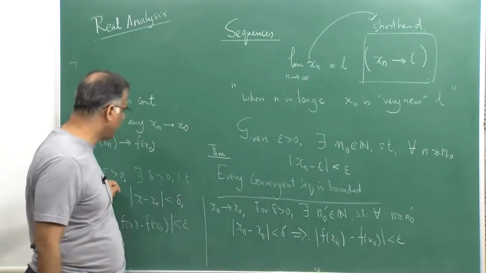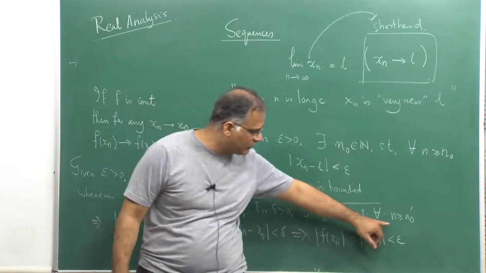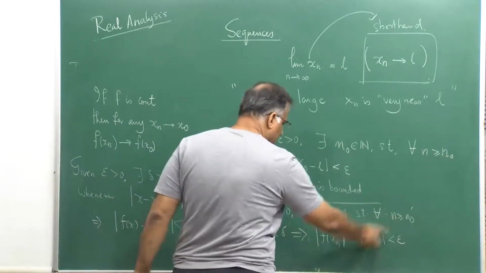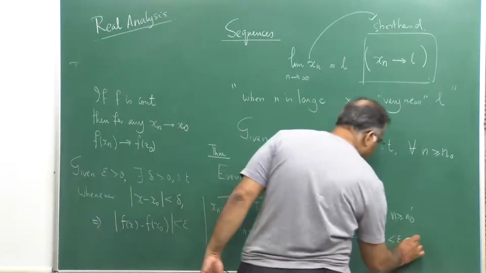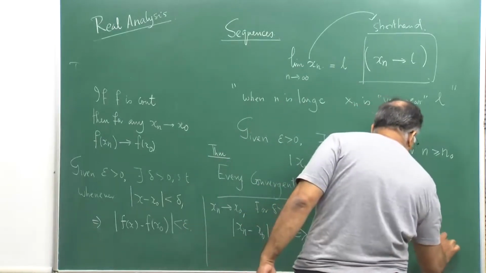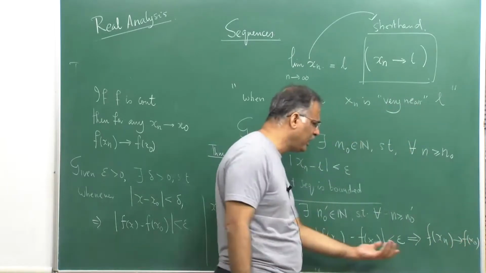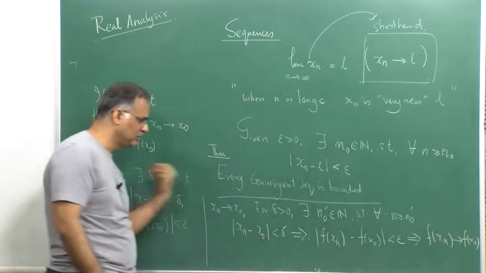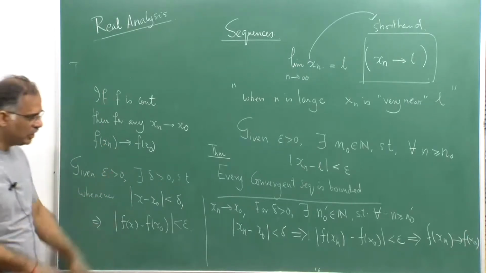So, given epsilon greater than 0, I have shown that there exists an n naught dash in N such that for all n bigger than this n naught dash, |f(xn) minus f(x naught)| is less than epsilon. What does it imply? It simply implies that f(xn) goes to f(x naught). You can retrace it back and show that f is continuous. So, that part you can do.